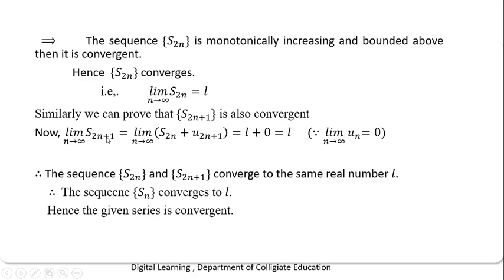What is S2n plus 1? In the previous slide, we know that S2n plus 1 is nothing but S2n plus U2n plus 1. Now apply the limit as n tends to infinity. The limit of S2n is L, and the limit of U2n plus 1 gives 0 because of the second condition, that is the limit as n tends to infinity of Un is equal to 0, so U2n plus 1 also gives the value 0. Therefore, the sum to 2n terms and the sum to 2n plus 1 converge to the same real value L.